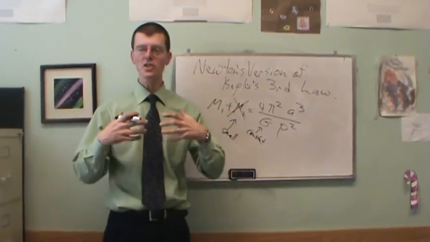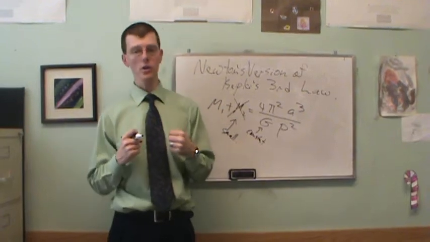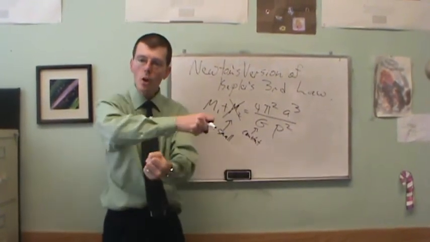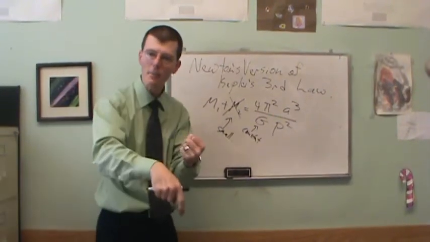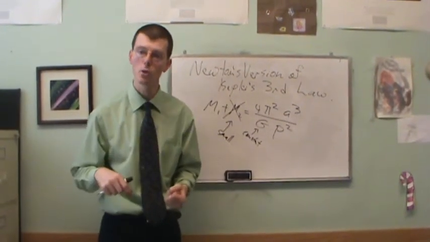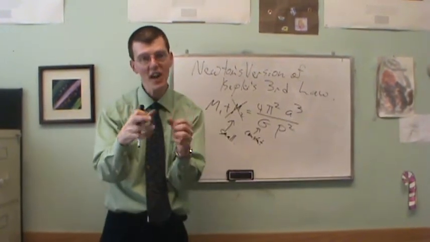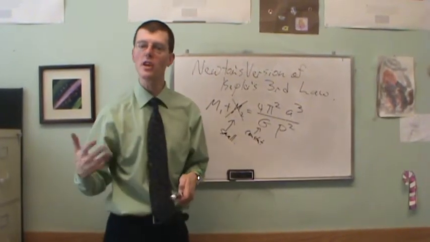If you want to know the mass of the Earth, well, what do you need? Well, you need something that orbits the Earth, like, say, the moon. The orbit of the moon around the Earth tells you everything about the mass of the Earth, nothing about the mass of the moon. The orbit of the Earth around the sun tells you everything about the mass of the sun, nothing about the mass of the Earth.